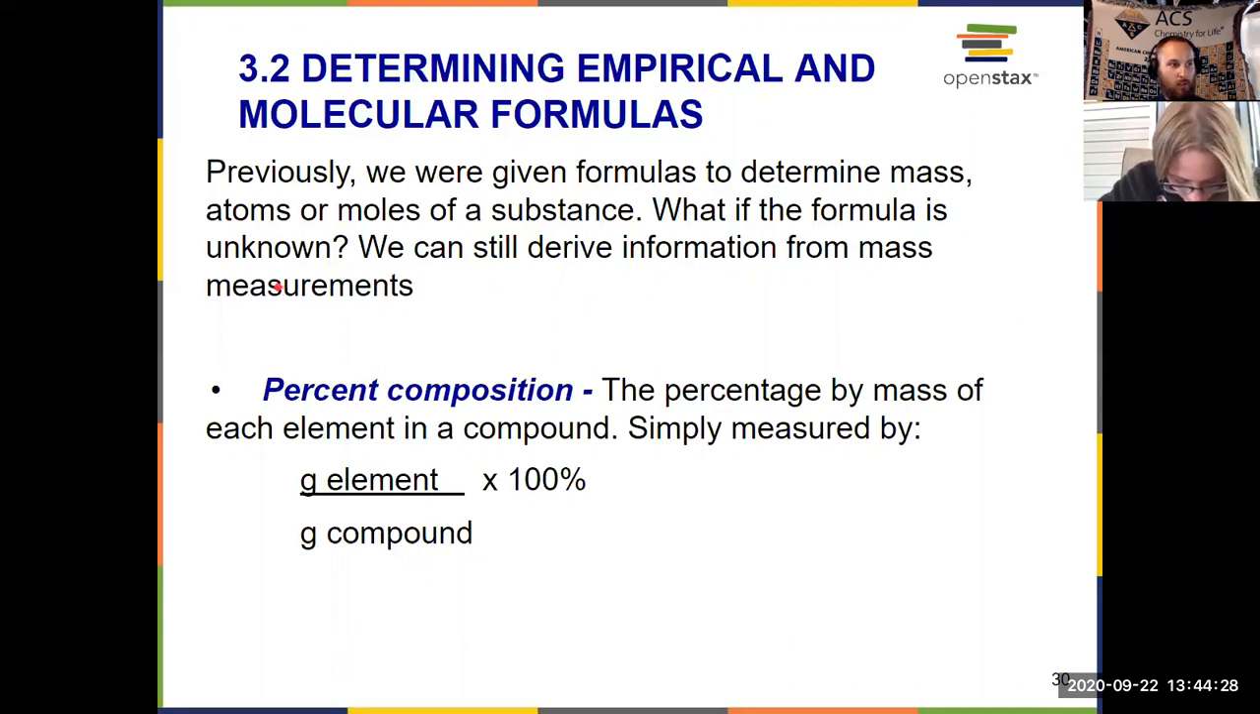Even if we don't know the chemical formula, we can get some serious information just by using mass measurements. And the first tool that we use in that pursuit is called percent composition. Percent composition is a percent by mass, and you'll sometimes even just see it called percent by mass or mass percent. They all mean the same thing, percent composition of each element in a compound, which is super easy to measure. You just take grams of that element over grams of the compound, and then you multiply it by 100 to get a percent.